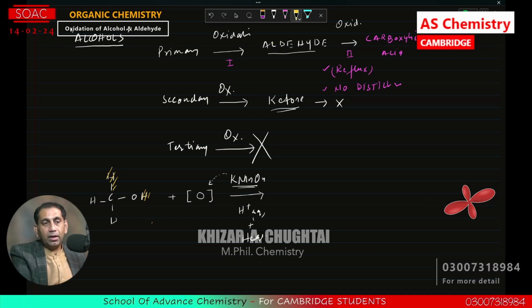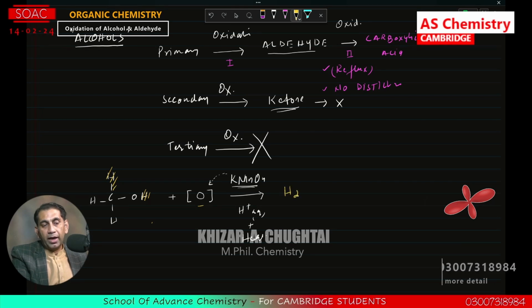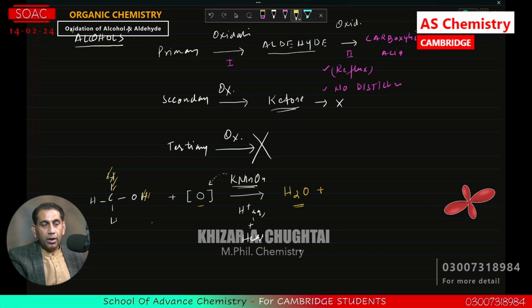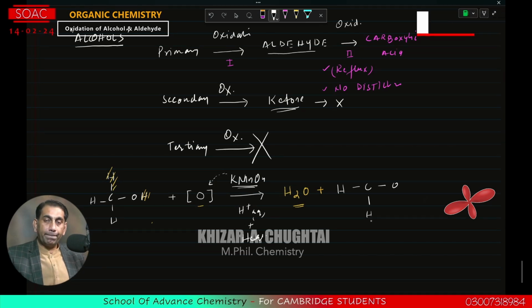So, what is the remaining part? First of all, I have lost 2 hydrogens from here, 1 from oxygen, 1 from the immediate carbon, and using this oxygen and 2 hydrogens, there is a formation of water molecule. Now, what is the remaining part of the molecule? Alcohol's remaining part is this one. Am I right? Okay. Now, what is the next step?